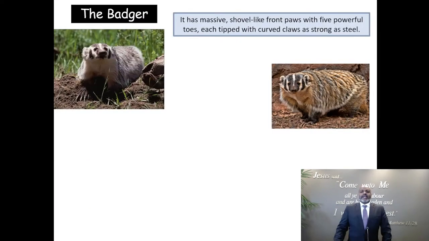It has massive shovel-like front paws. Take a look at the picture on the side here and look at the size of the claws. Five powerful toes, and one website said each tipped with curved claws as strong as steel. Very strong. They are meant to dig. And the name means digger.